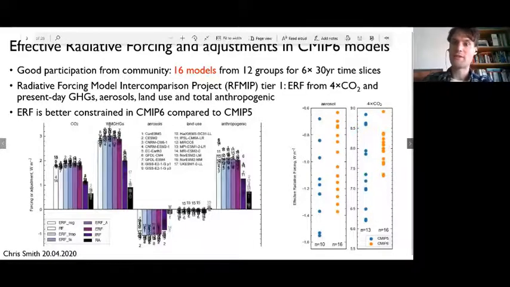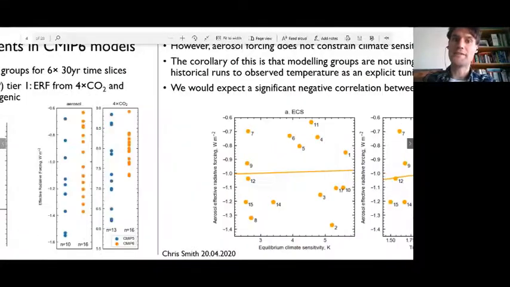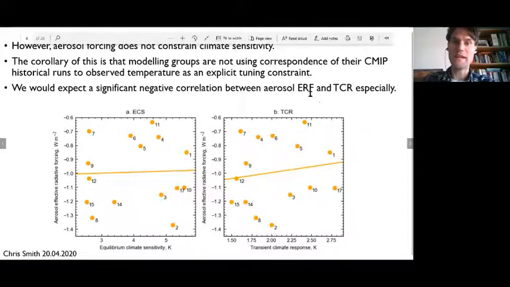This aerosol forcing we can actually look at in terms of each model's climate sensitivity. And what we find is that there's no correlation between either ECS, the equilibrium climate sensitivity, or TCR, the transient climate response, with aerosol forcing.